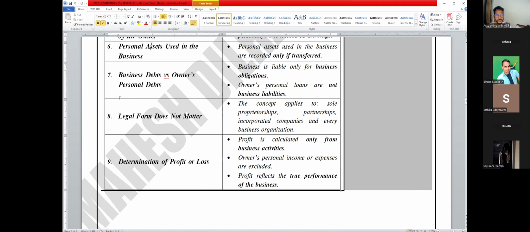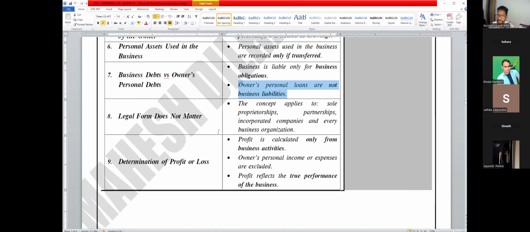Business debts and owner's personal debts. Business is liable only for the business obligations. Owner's personal loans are not business liabilities. If you remember, I explained this nicely in the accounting equation lesson. I told you that the owner has taken a personal loan and he has decided to invest 50% in the business as capital. If you record that loan in the business, that is incorrect, because it's a personal transaction of the owner. So what has to be recognized as a transaction of the business? That 50% invested in the business as capital by the owner. That is what we have to recognize.